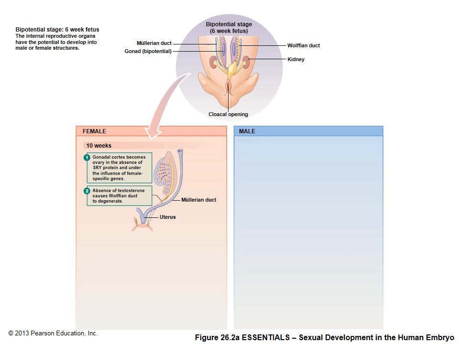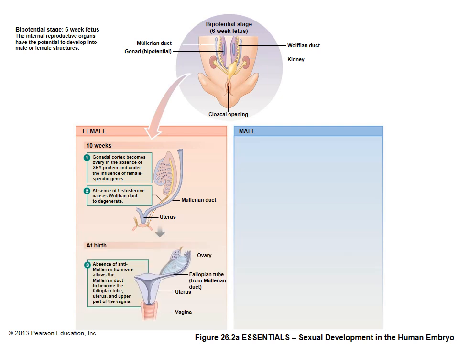Because it's ovarian tissue that is developing and not testes, it also means that there's no testosterone available. And without testosterone, the Wolffian ducts start to regress. Because if you remember from looking at the male development, it was testosterone which actually stimulated or converted the Wolffian ducts into the male accessory gland. So with no testosterone, the Wolffian ducts will then regress.